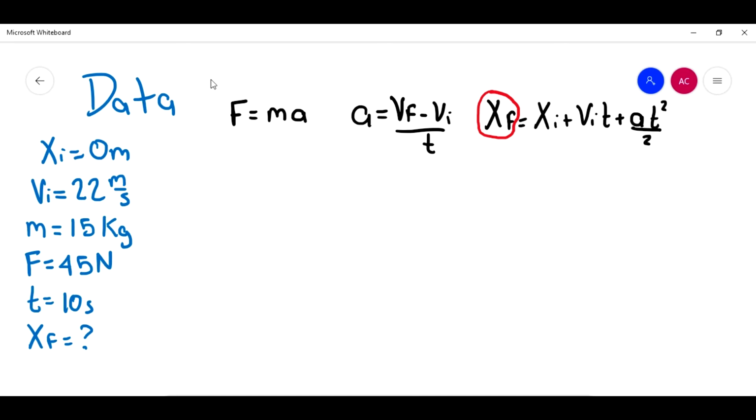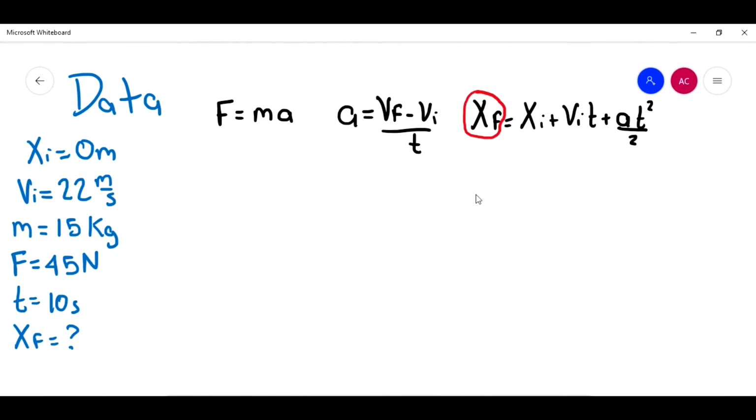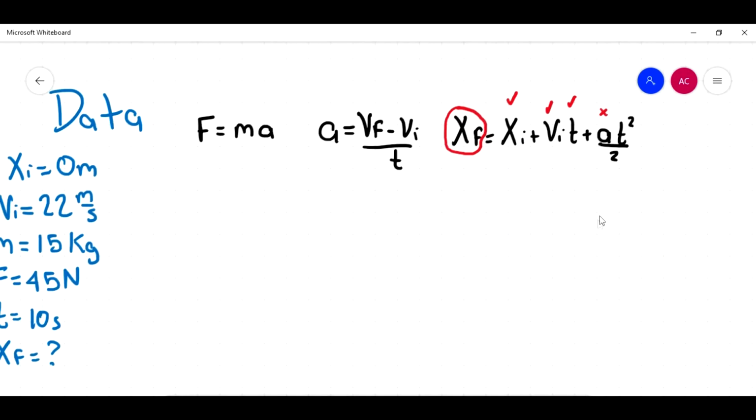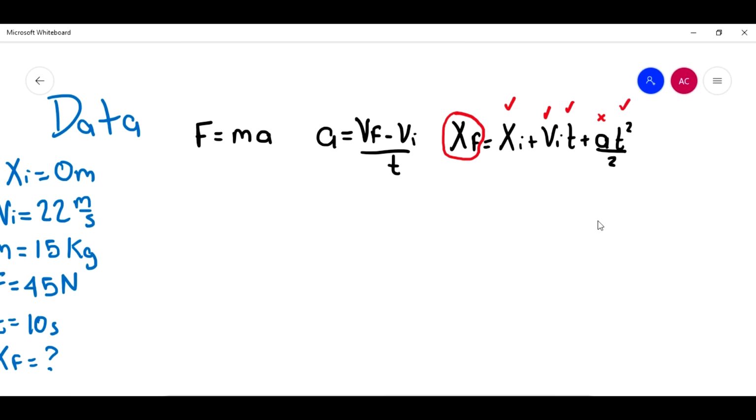So just remember, I have initial position, initial velocity, time. Acceleration, I don't have it. So if I want to use this equation, I can cancel the initial position because I'm pretty sure it's 0. So I'm going to write it again. Final position equals initial velocity times the time plus the acceleration times time squared over 2. Now, from this equation, the only variable that I don't know is the acceleration.